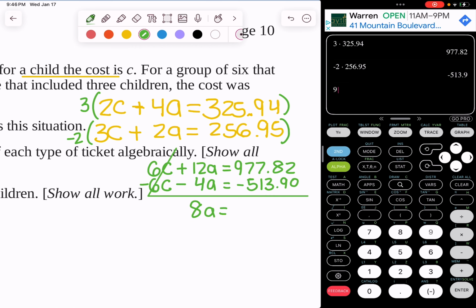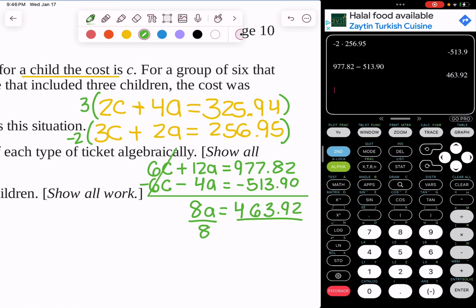And $977.82 minus $513.90 gives us $463.92. I'm going to divide by 8, and this would give me A equals $57.99. All right, so that's the price of adults.